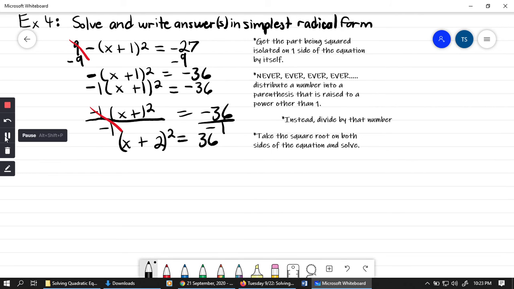Okay. Square root of this equals the square root of that. Again, taking that square root of something that's being squared is going to cancel out that square, and we're going to be left with x plus 2 equals plus or minus the square root of 36. Square root of 36 is 6.